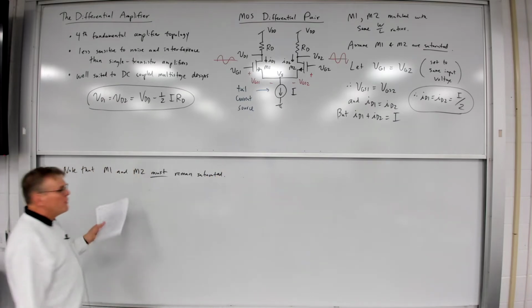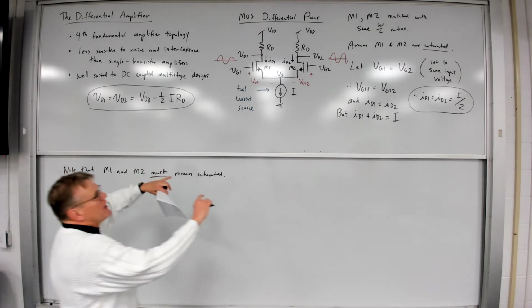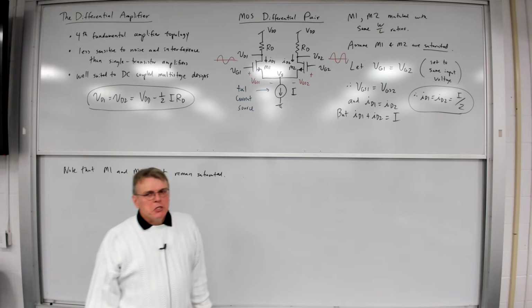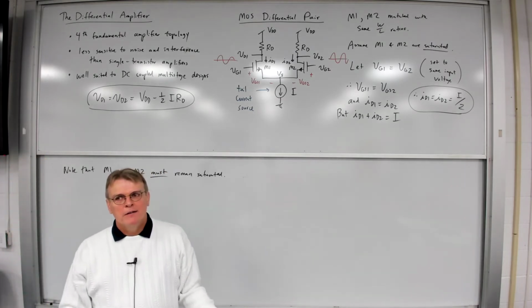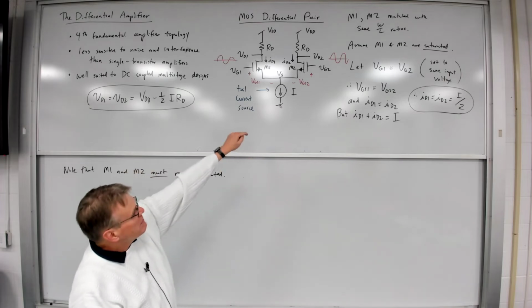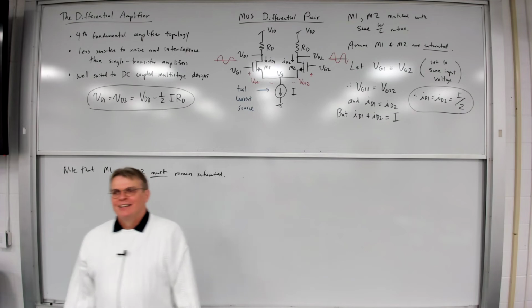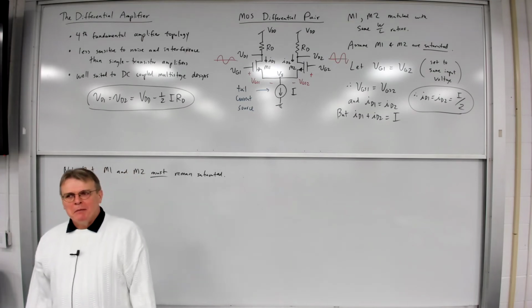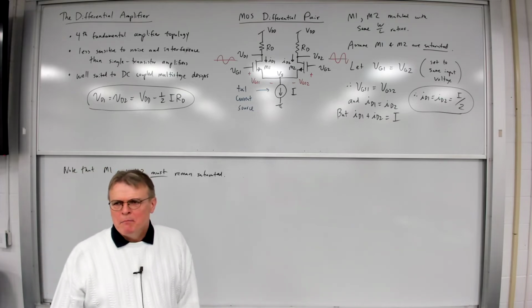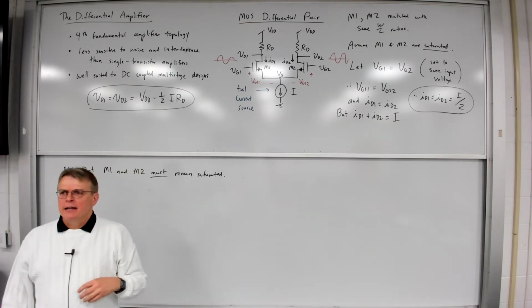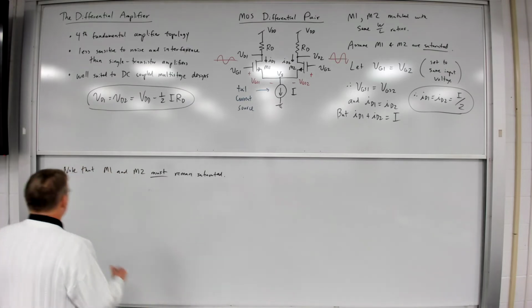So we note that M1 and M2 have to remain saturated. And if we think about VG1 and VG2, there's a limit to how high and how low they can go. Obviously, if I have VG1 and VG2 less than ground, I'm not going to be able to keep those transistors turned on because VGS is going to be negative. But actually the limits are less than that. And let's actually sit down and calculate what those limits are.